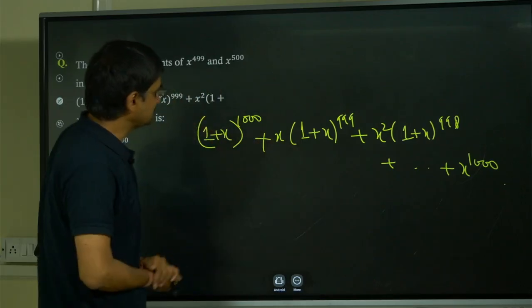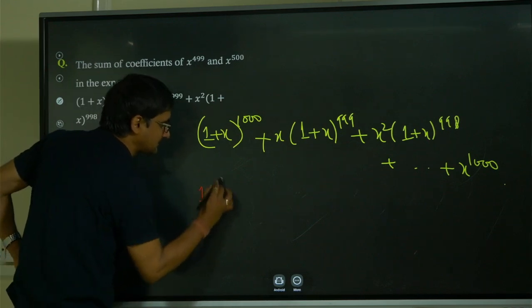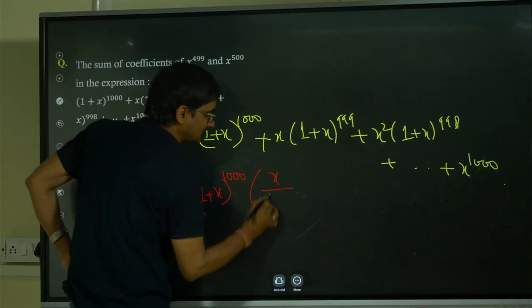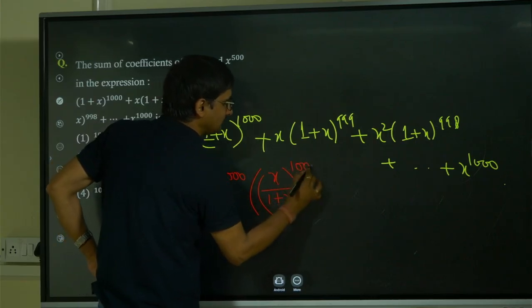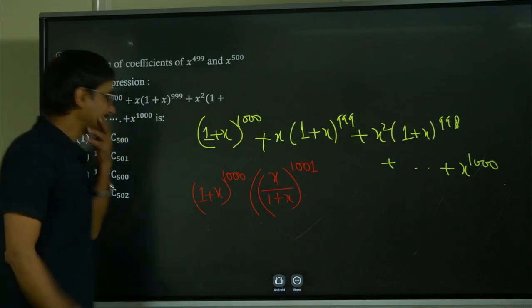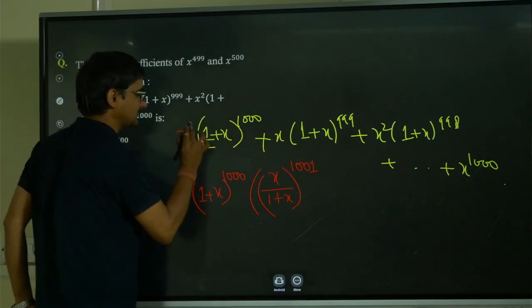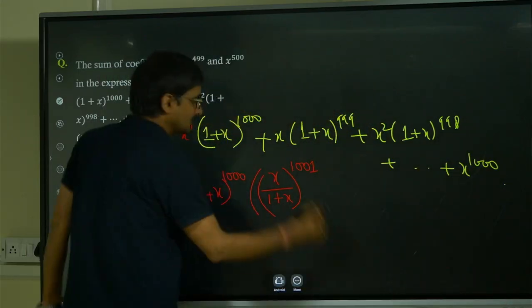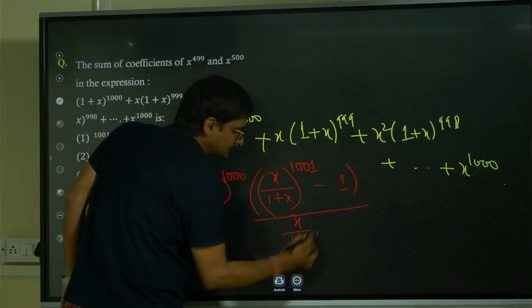And what's the common ratio? Common ratio is x over 1 plus x. So the first term is 1 plus x raised to the power 1000, common ratio x over 1 plus x, and the number of terms is 1001. Because you are starting with x raised to the power 0 here, there is no x term, so I can write it as x raised to the power 0 and you are going till x raised to the power 1000. So again 1001 terms: the ratio raised to the 1001 minus 1 over x over 1 plus x minus 1.